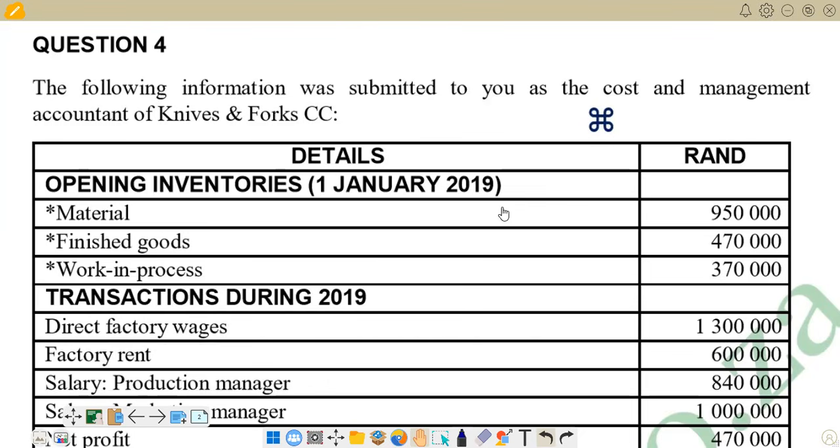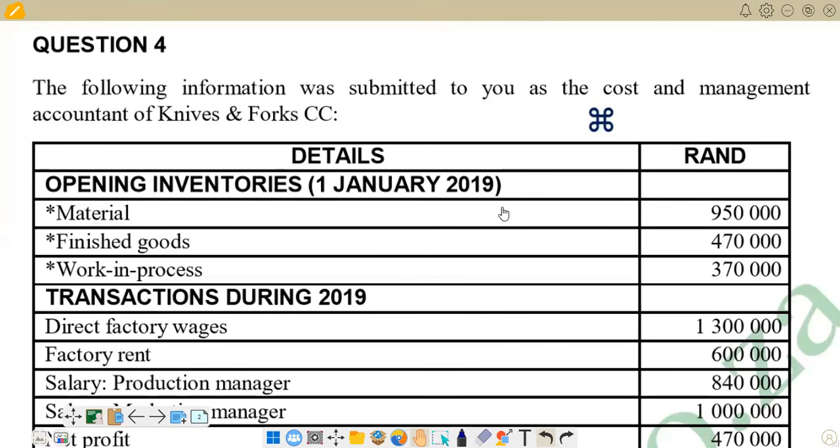Today we want to look at a question from June 2021. This is a question on the preparation of production cost statements, and also you have to prepare the calculation of costs of goods sold during the year. Remember, cost of goods sold, we are concentrating on finished goods.